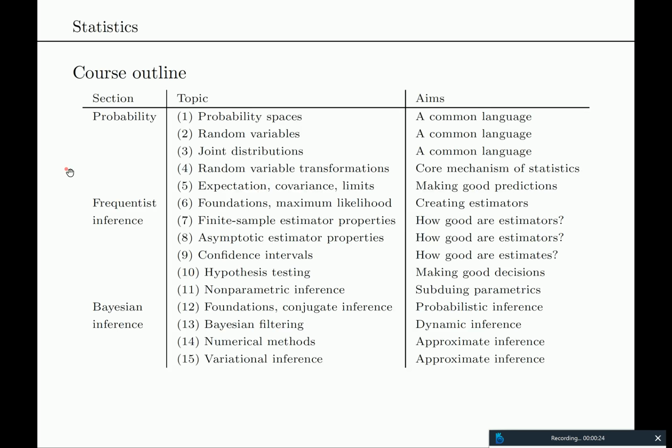So we are now entering the last third of the Statistics for Data Science course. We finished before Christmas with non-parametric inference, which was kind of the last thing about frequentist inference. And we're starting today with Bayesian inference then.